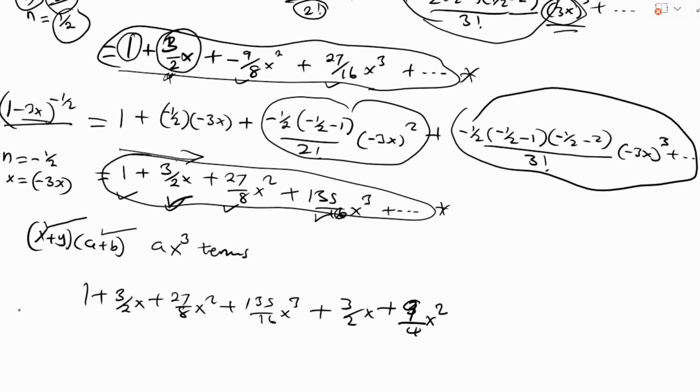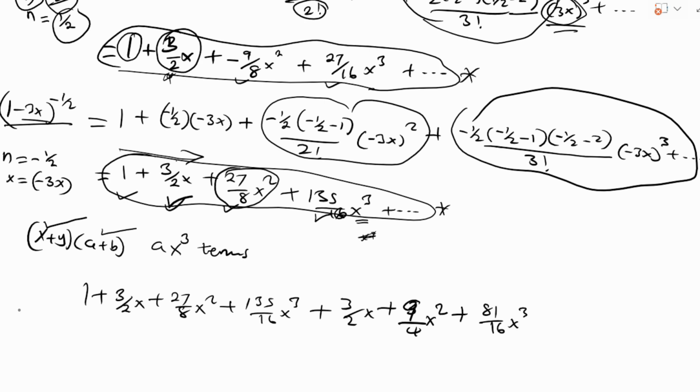Again, 3 over 2x multiplied by 27 over 8x squared shall give us plus 81 over 16x to the power 3. And 3 over 2x multiplied by 135 over 16x to the power 3 will give us a value of x to the power of 4, which we don't want, so we ignore that one.